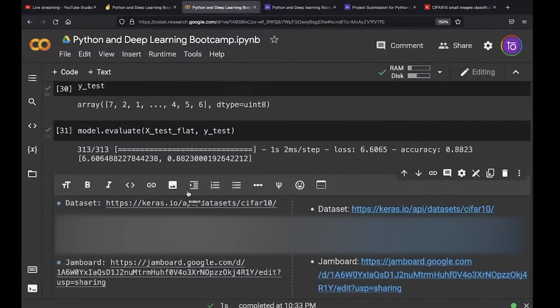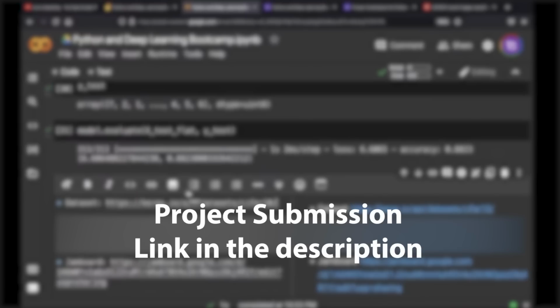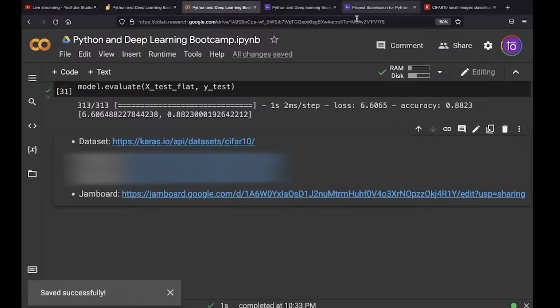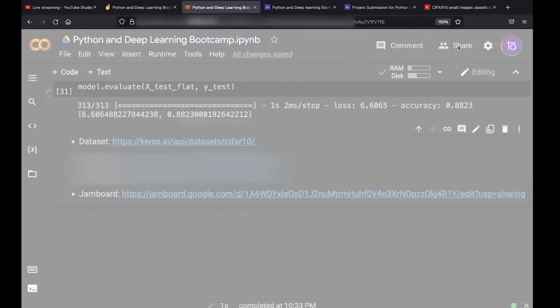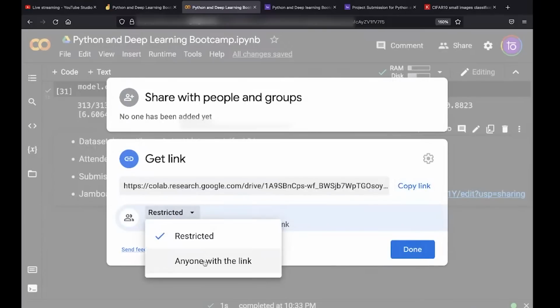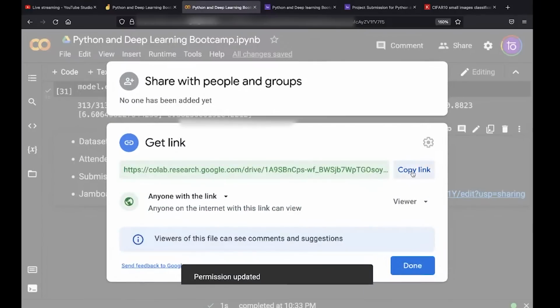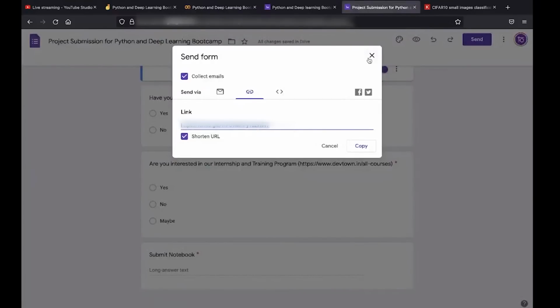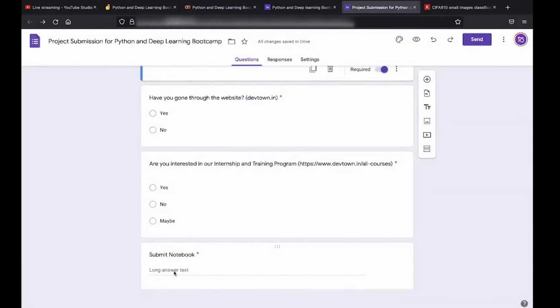Use it to evaluate your model, and your model should give you higher or better accuracy. Is this clear, everyone? Are you clear about the project? You have 1 week to do the project, and to submit, click on the share button. While sharing your project, make sure that instead of restricted, if you're submitting your file link with the restricted option, we cannot check your work. So kindly change this from restricted to anyone with the link. When that is done, copy the link and provide it over here where it says submit notebook.